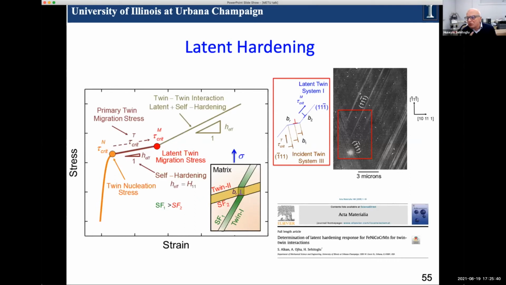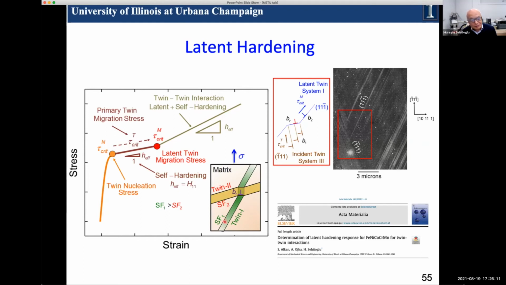This is at small strains. When we go to larger strains, there are more complications. We have twin-twin interactions. This is on high entropy alloys. So there's the critical stress for twin nucleation, this is twin migration stress, and then this is twin-twin interaction, where we have self-hardening, hardening of the primary.